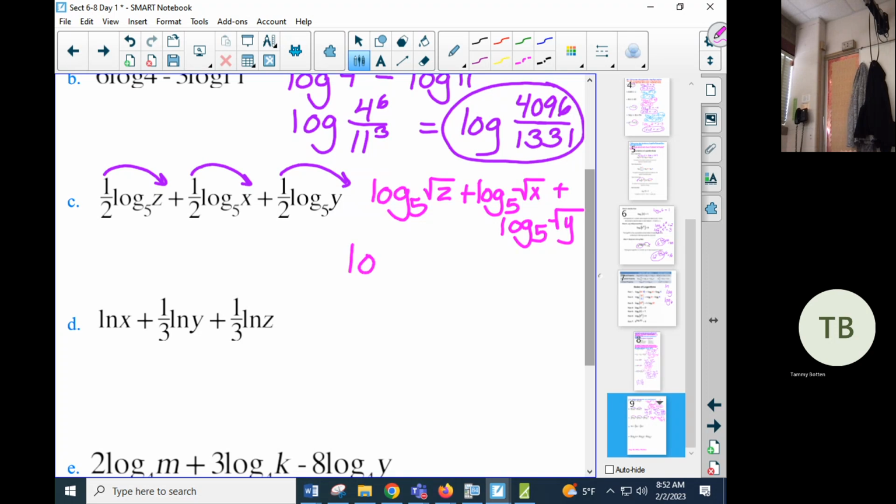And here's the deal. When they all have the same root, you can write one big square root and put z, x, and y under that same root. And I would never give you one where one's a half and one's a third. I'd never do that. I'd always give you the same root. And that's how you'd write it.